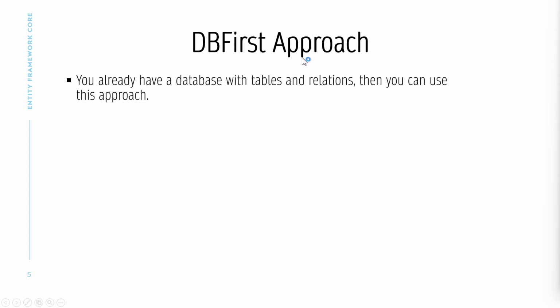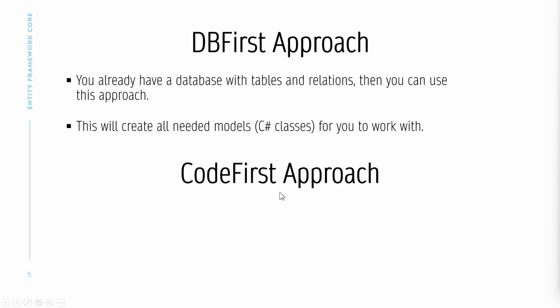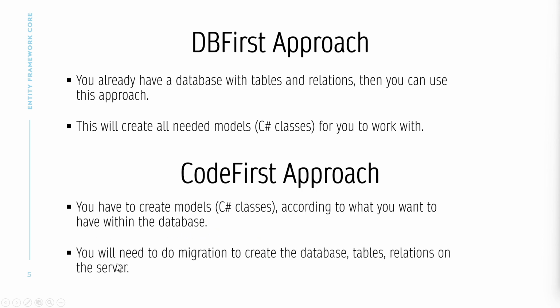Talking about the database first approach in detail, you already have a database with tables and relations, then you can use this approach. This will create all needed models, so the C# classes, for you to work with. With the code first approach, you have to create the models first. So the C# classes are made first according to what you want to have within the database. You will need to do migration to create the database tables and relations on the server.